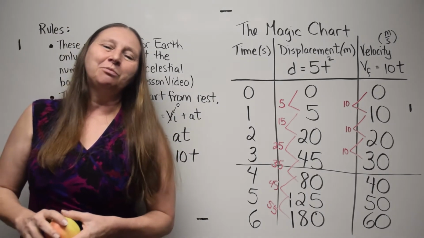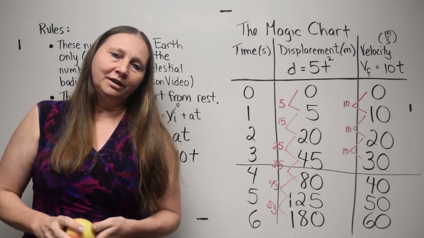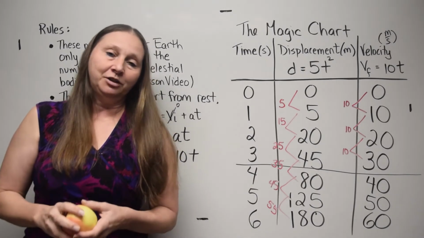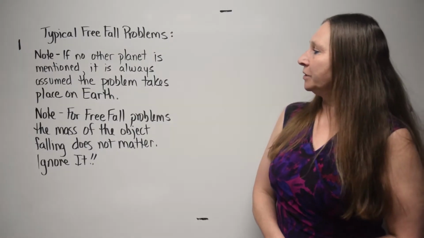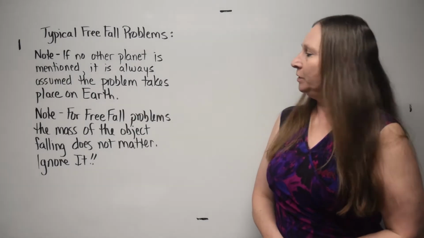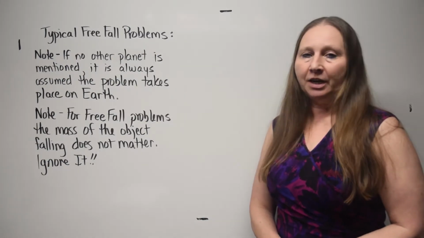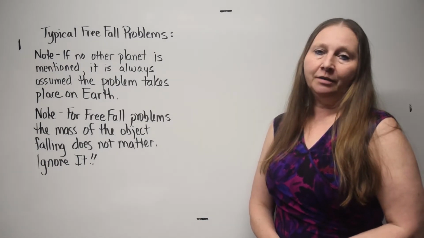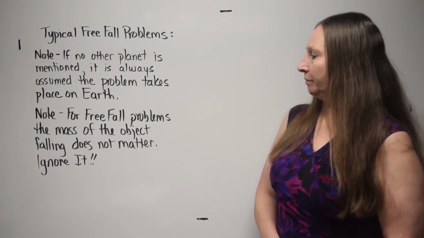All right, now let's do some free fall problems based upon what we've learned in the video and in the rest of our physics course. Just another word about typical free fall problems. If no other planet is mentioned, it is always assumed that the problem takes place on Earth. So therefore, the acceleration due to gravity, g, is 9.81 or 10 meters per second squared.